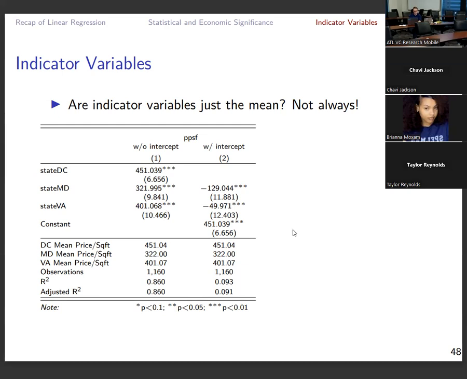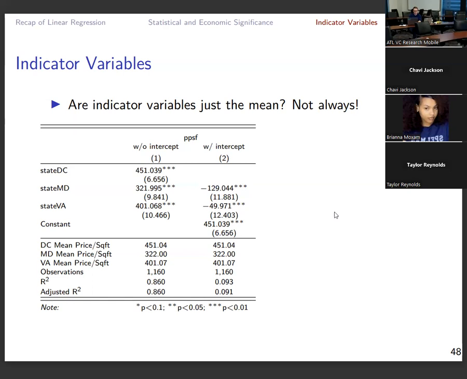So the constant is a representation of DC. Okay. What about this number? So if 451 is the average for DC, if you're in Virginia, your house will be $50 less than the intercept, which is DC. What about the 129? Your house would be $129 less than DC.